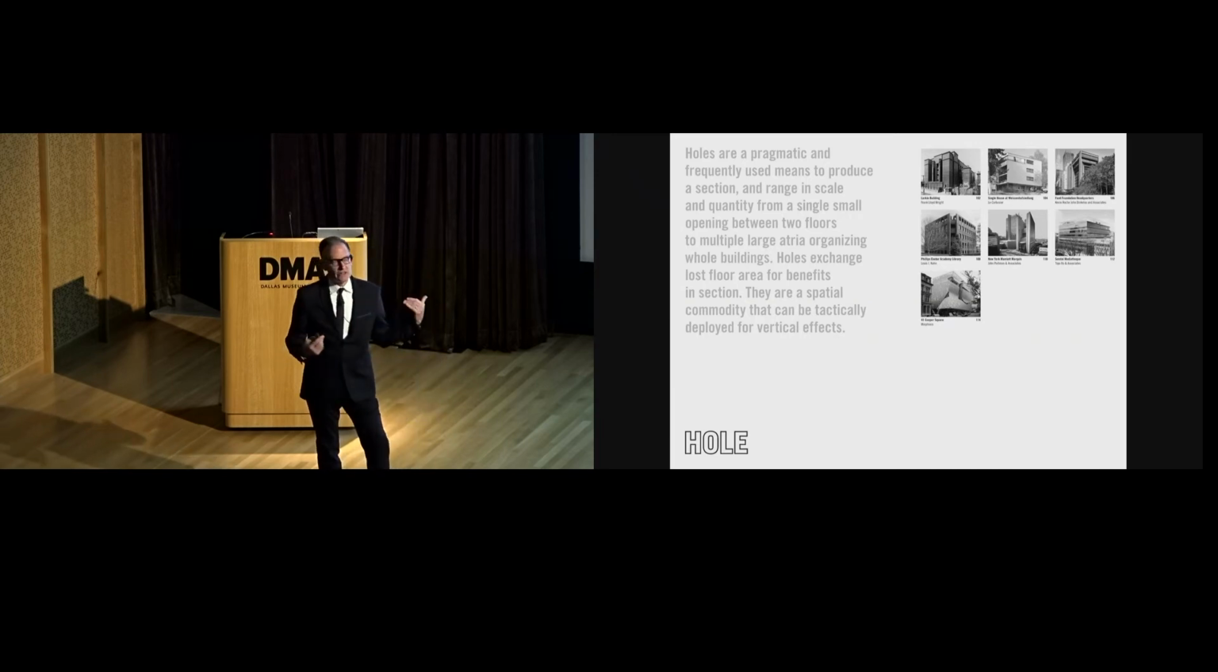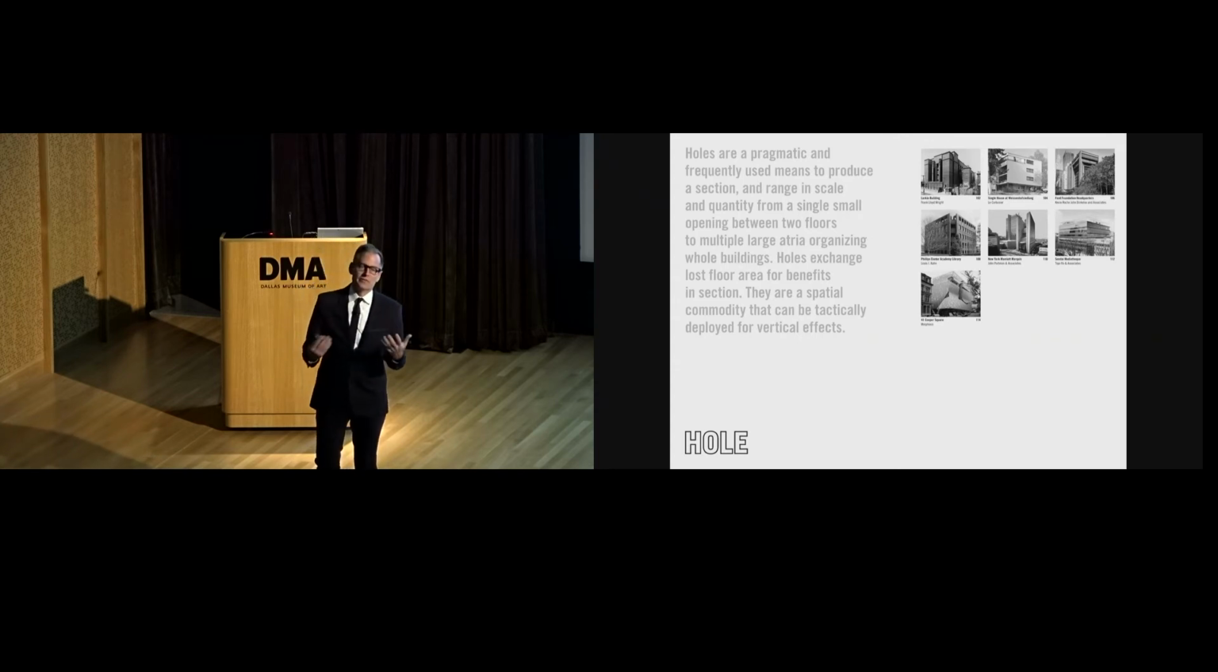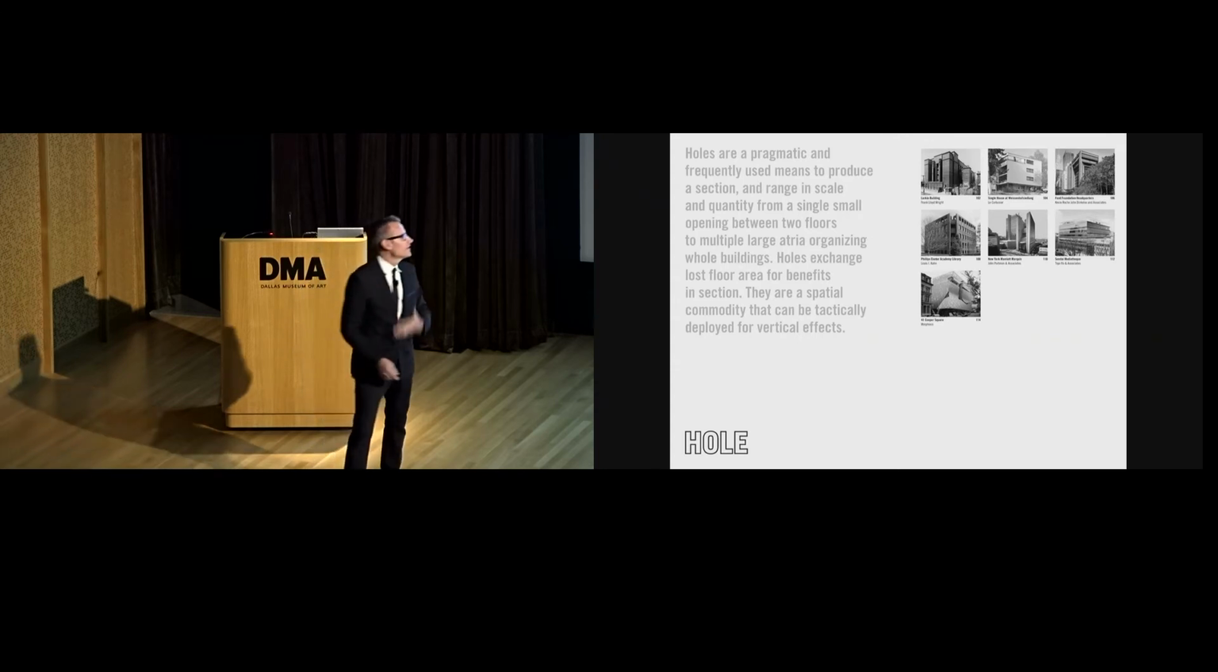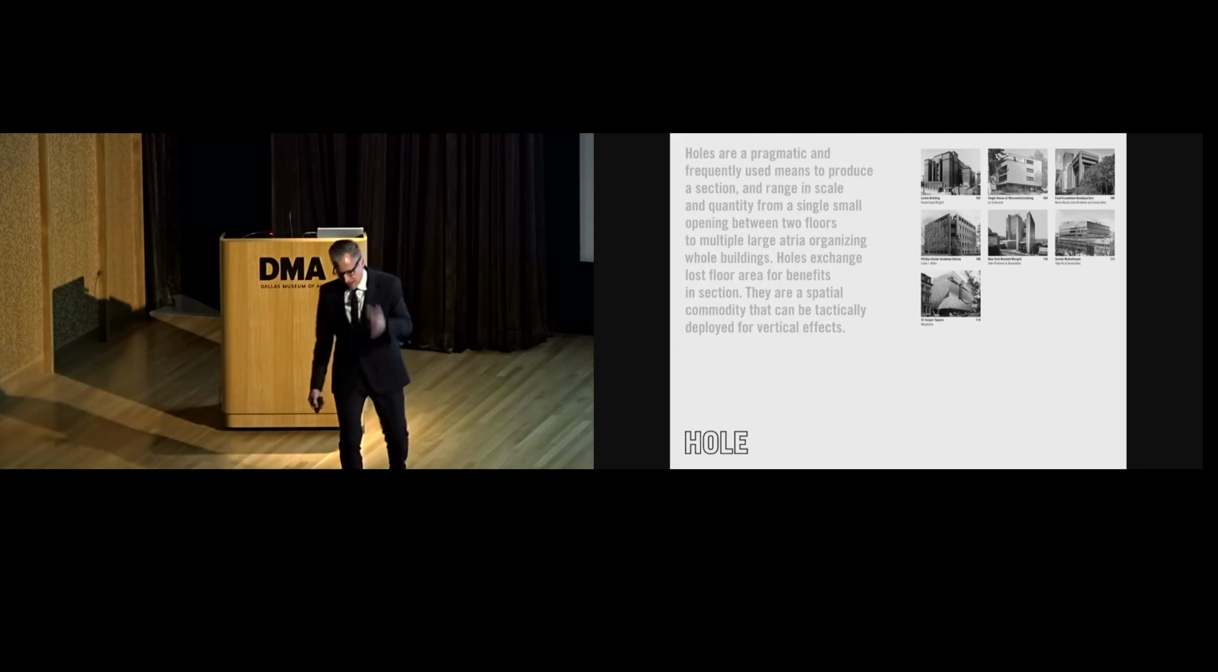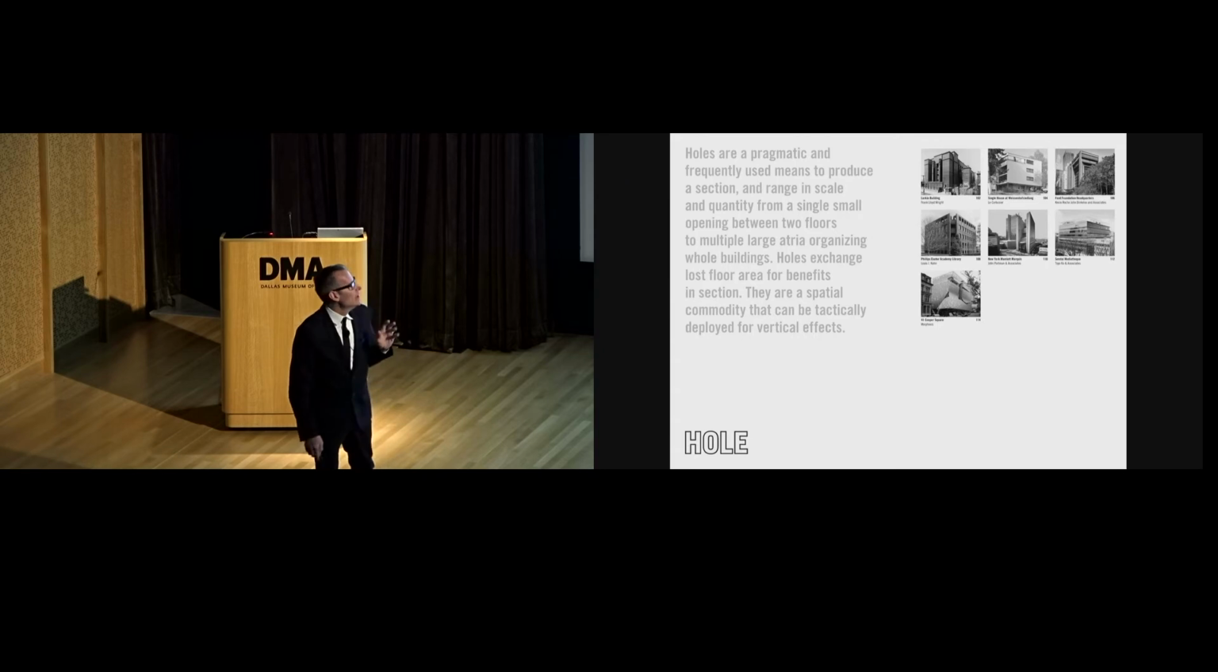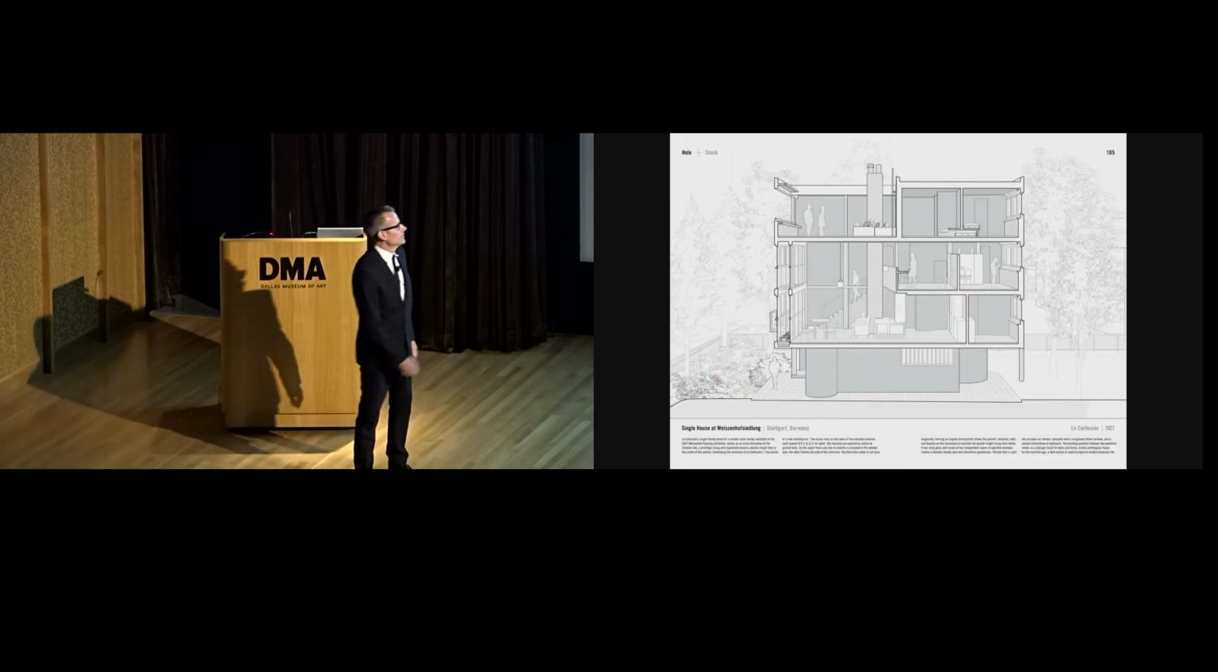Unlike the last two models I was talking about where you don't lose square footage, obviously with a hole you lose a certain amount of square footage. So that often has to be justified. It's often justified for utilitarian purposes, elevators, mechanical shafts, etc. But it can also have qualities, architectural qualities. So what do I mean by that?